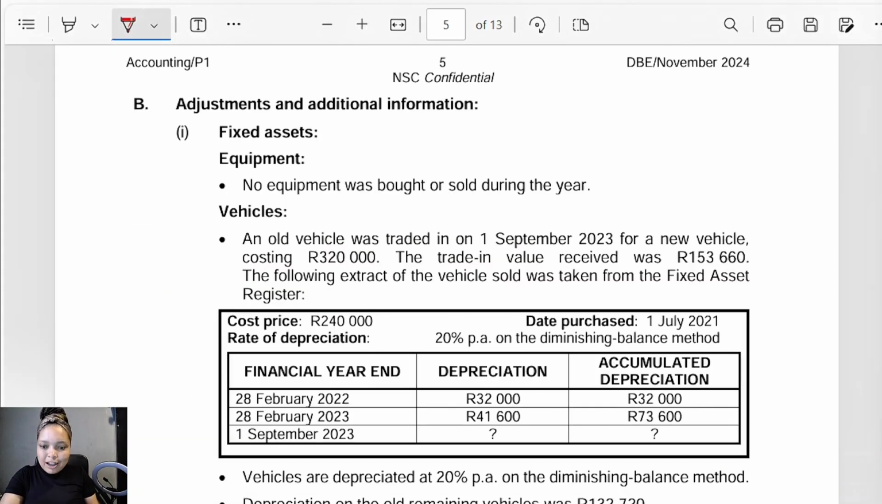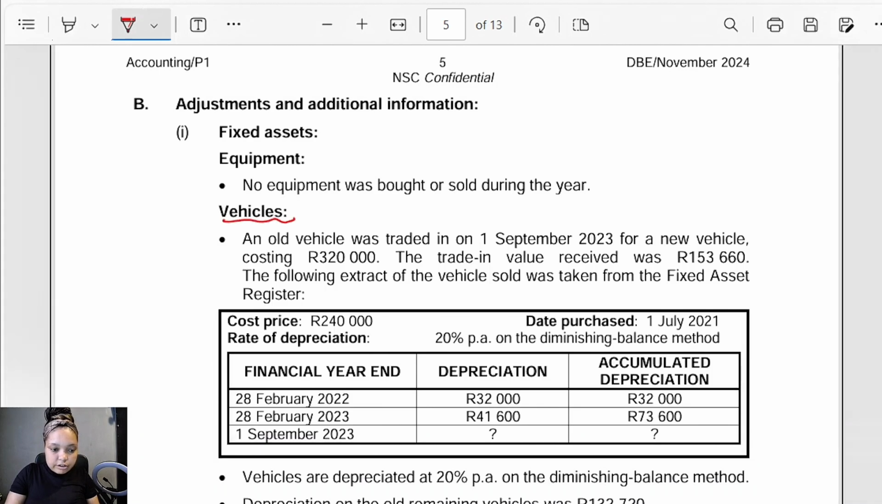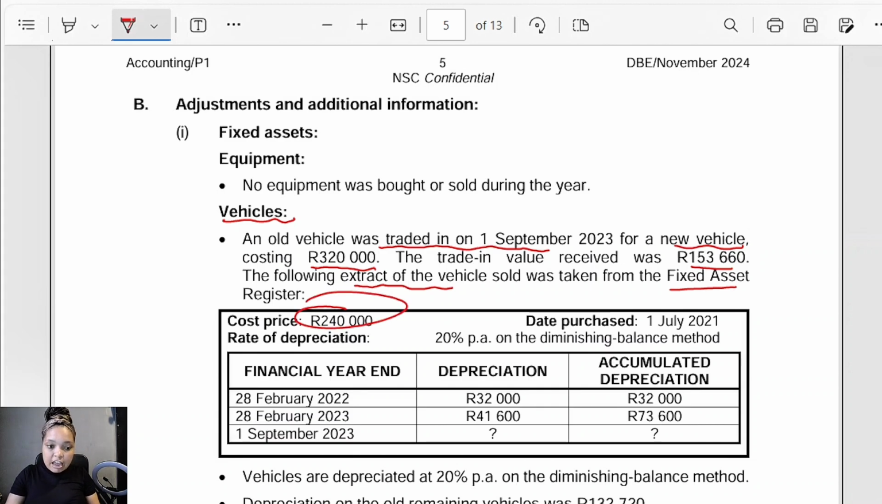Now, the question is, what happened during the year? According to the info, one old vehicle, remember we're doing vehicles, right? An old vehicle was traded in on 1st of September 2023 for a vehicle costing 320. The trade-in value received was 153,660, and the following extract of the vehicle sold was taken from the fixed asset register. So here, one old vehicle which cost 240,000 rands was traded in.